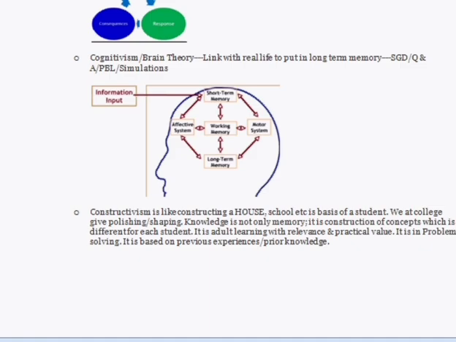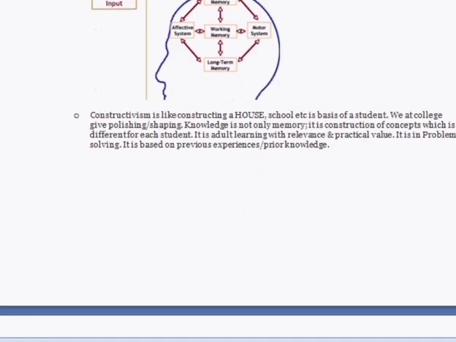Constructivism is like constructing a house. School is the basis of a student's constructing knowledge, and at college or university we are just giving polishing or reshaping. So everyone is taking his own message out of whatever we are delivering to them.